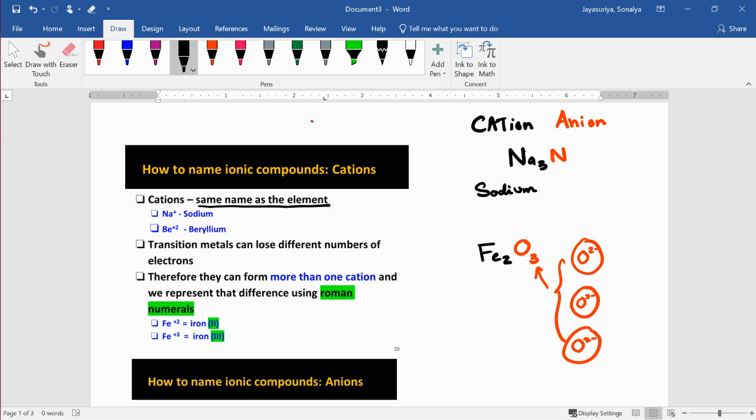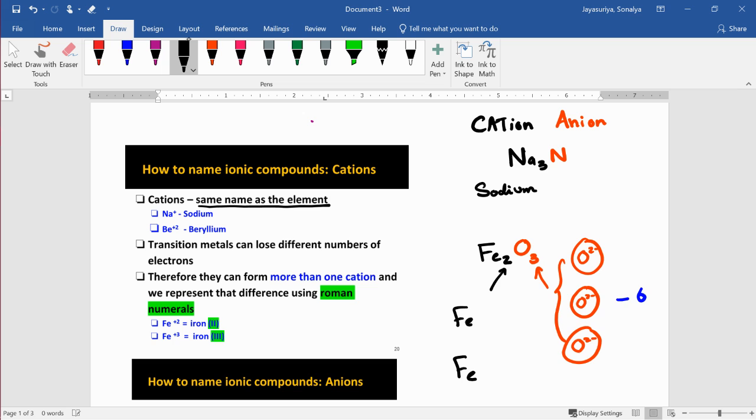So we have negative 2, negative 2, negative 2, and when you add that up, we get a negative 6, right? We know the charge of oxygen is negative 2 because we wrote that down in our periodic table. So I have three oxygens, each with a negative 2 charge, adding up to a total of a negative 6 charge. Now, what I have here is two iron atoms, right?